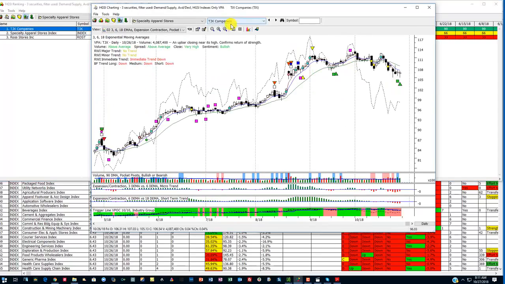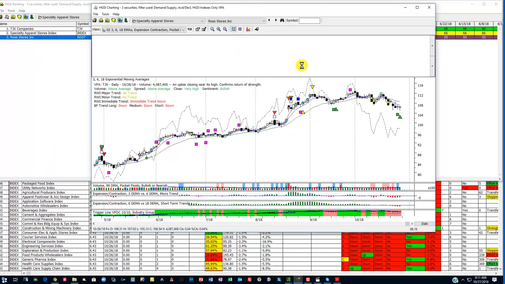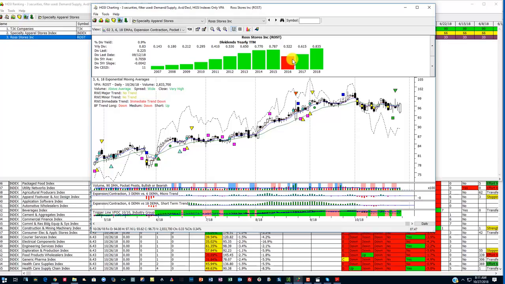So you have TJX Companies. It's been very strong. It looks like it's finding support right now. If you go to your fundamental panel and click up on this, it will show you the dividends, yearly dividends, trailing 12 months, and you can see since '07 these dividends have been increasing steadily. Yields 1.3%. So you have a strong stock with dividend growth. Let's take a look at Ross Stores while I'm here. You can see the dividend dipped in 2016, but it's growing again. The dividend yield is 0.9%, but still a relatively strong stock.